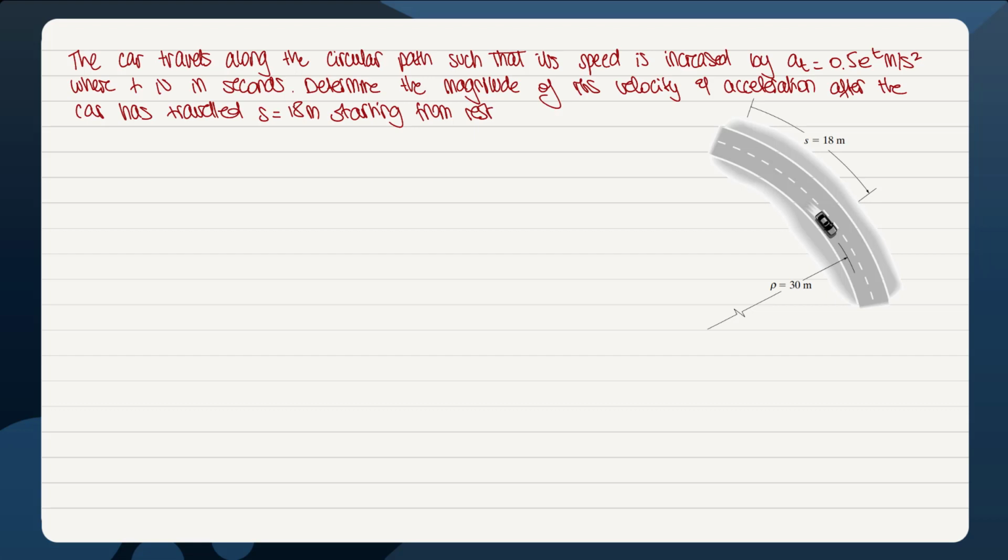It is now time to look at an example which deals with the normal and tangential components. A car travels along a circular path such that its speed is increased by at = 0.5e^t, where t is in seconds. We need to determine the magnitude of its velocity and acceleration after the car has traveled s = 18 meters starting from rest.